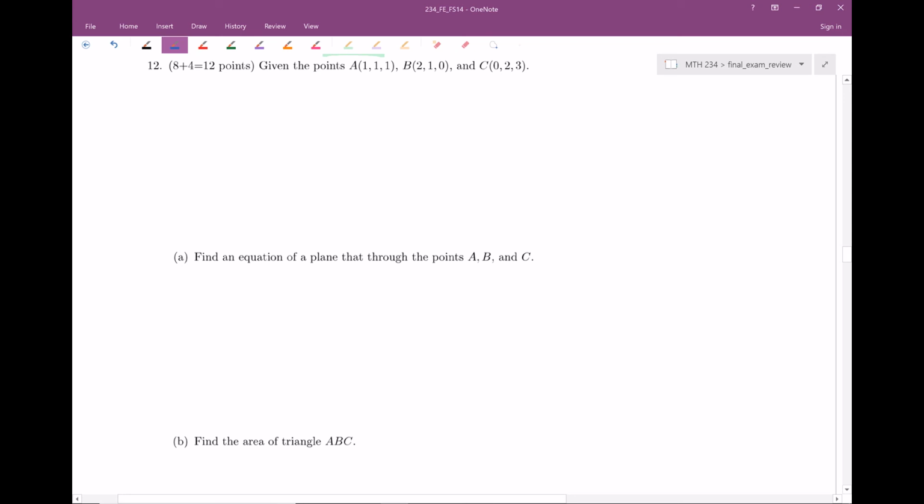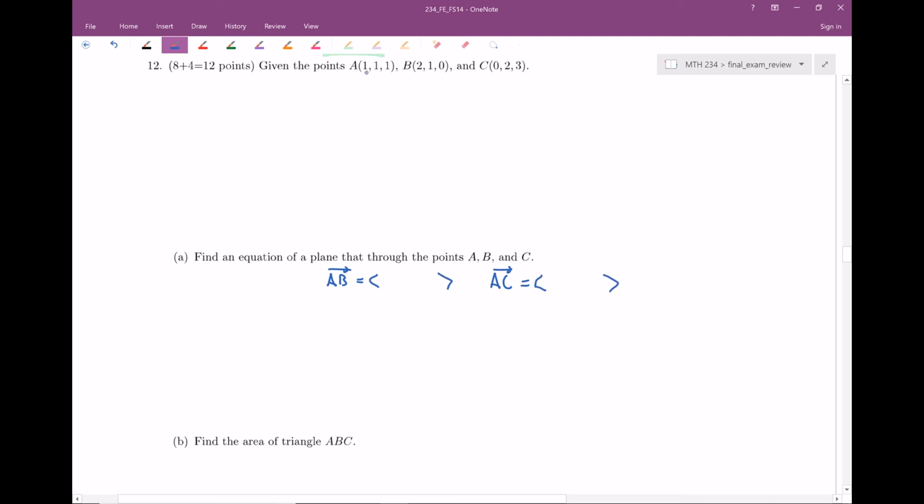Okay, so this is a classic kind of 12-5 problem here. Let's actually get a couple of vectors here. Let's get what is the vector AB and what is the vector AC.